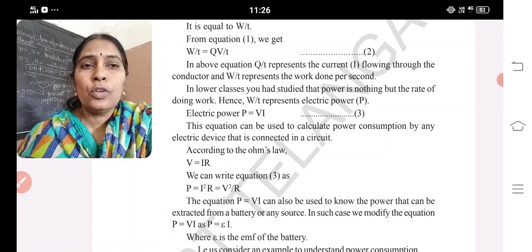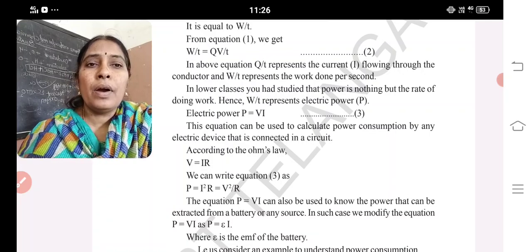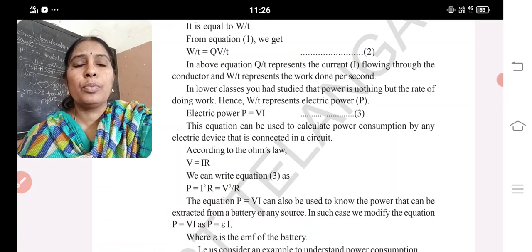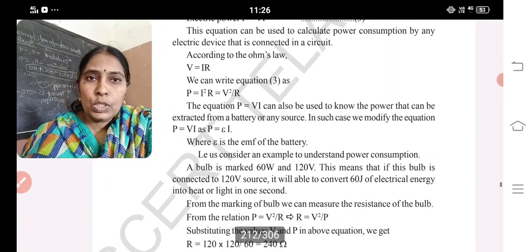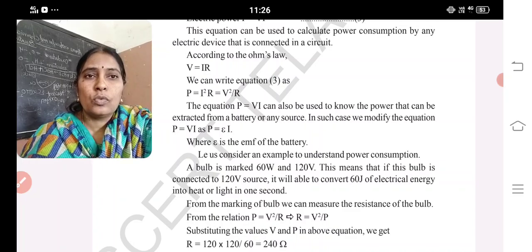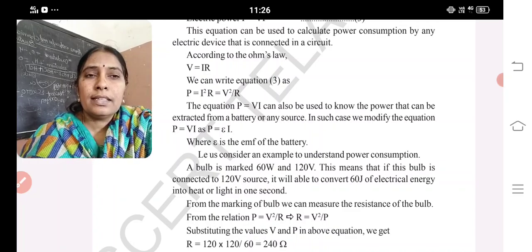And from Ohm's law, you know I equals V by R, so I square is V square by R square. Then R into R, one R gets cancelled. That becomes V square by R. This is the equation of power, and we use this equation to solve problems related to it. And what is EMF? Electromotive force. One problem was asked, so let us consider an example to understand power consumption.